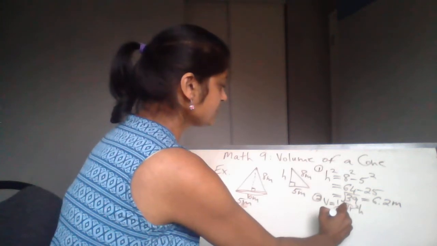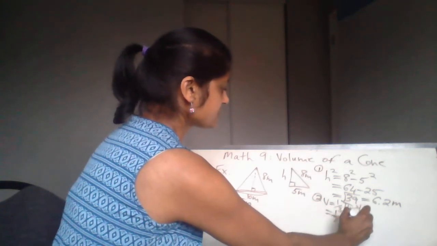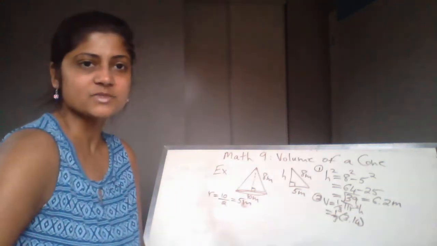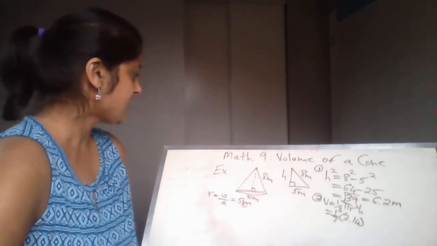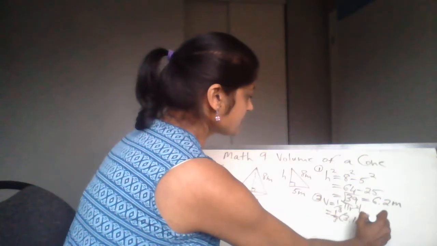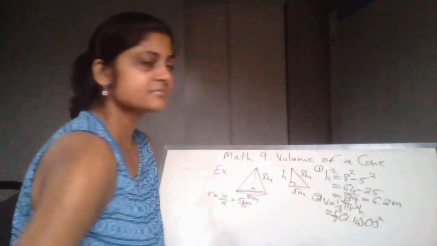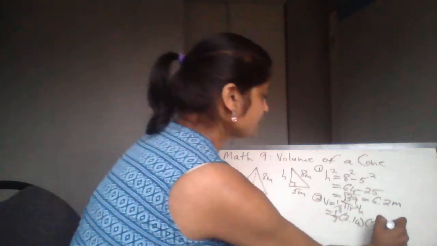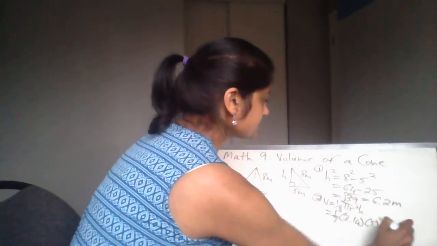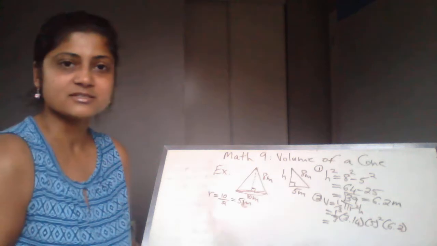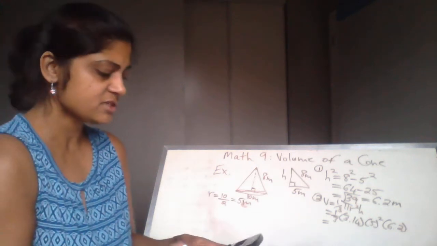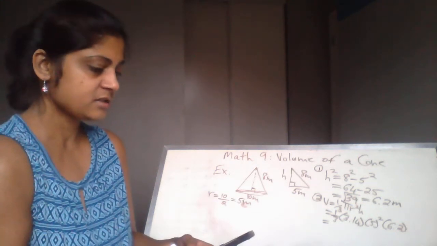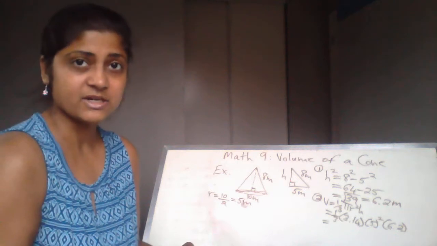So we're going to do 1/3 times 3.14. Okay, everyone can see that? And times the radius squared. The radius we got was 5. Okay, and the height is what we solved for in step 1. We got 6.2. So just like this. Okay, and we're just going to multiply everything. So again, remember 5 squared is 5 times 5.